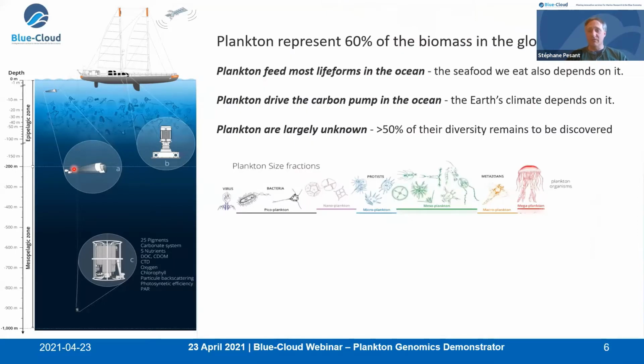The objective was to study plankton. Why plankton? Because they represent roughly 60% of the biomass in the global ocean. They feed most life forms in the ocean. They drive the carbon pump, and they are largely unknown. More than half of the diversity of plankton is yet to be discovered. In Tara Oceans, we looked at the full size spectrum of plankton, going from viruses to bacteria to phytoplankton, zooplankton. So we tried to cover the full ecosystem of plankton.